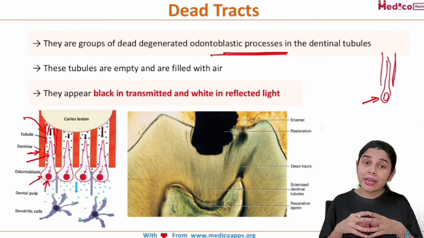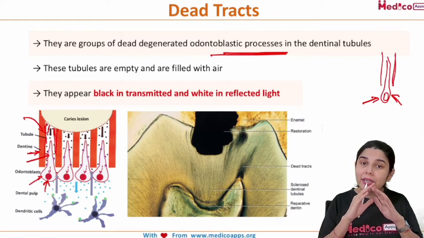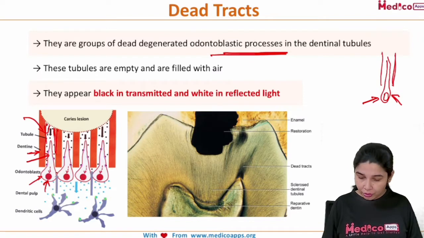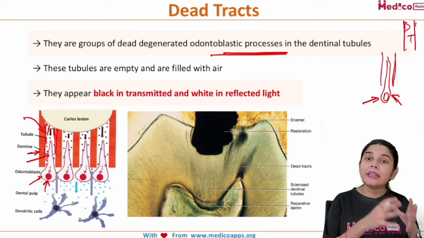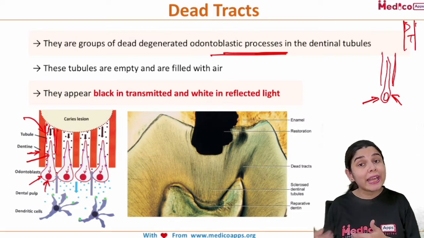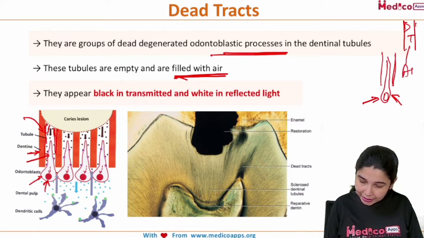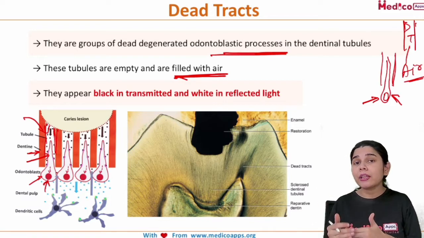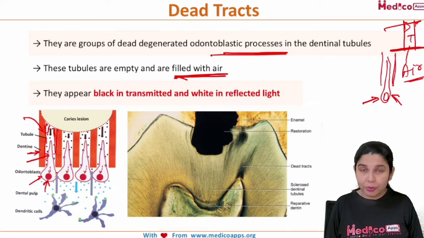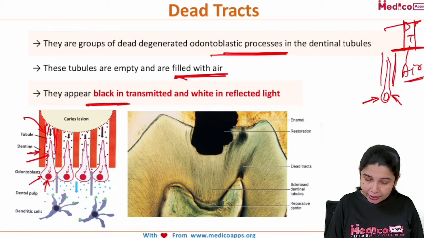And how are they called dead tracts? When these odontoblast processes die, the tubules will be empty. If they are not present, definitely the dentinal tubule will be empty, and these empty spaces will be filled with air. So when we take a ground section of these dentinal tubules which are filled with air, under the transmitted light they appear black, and under the reflected light they appear white.